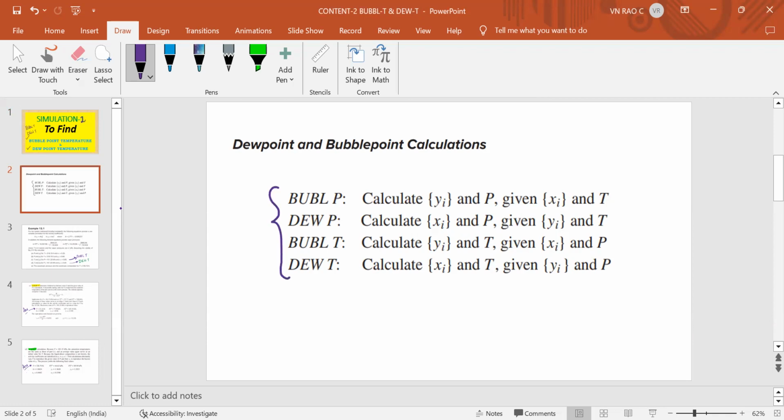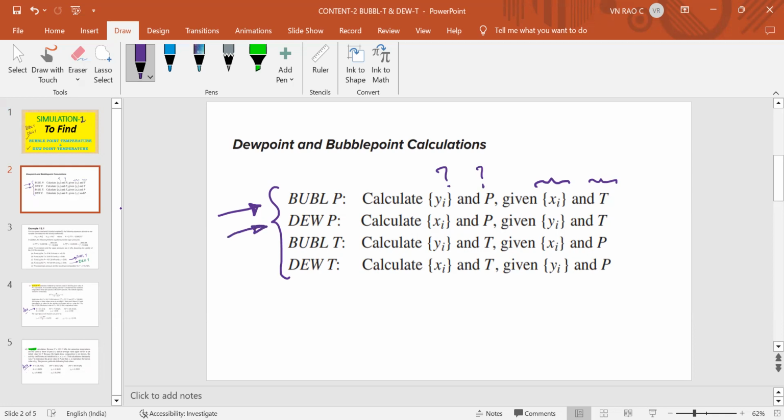each calculation implies. Bubble point pressure: bubble means liquid. We have liquid, and the first bubble of vapor forms. So that means we know the liquid phase composition and temperature specified, so we have to calculate pressure and vapor phase composition. That is our problem.